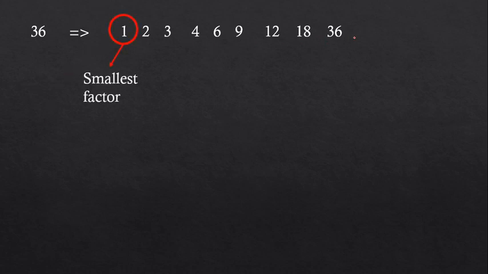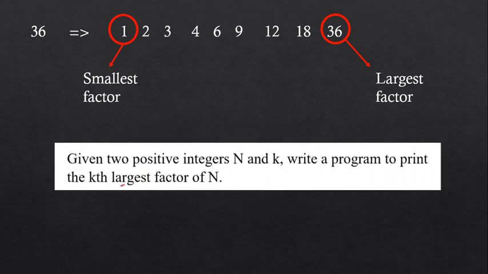Consider the number 36. First, we'll find out all the factors of 36. When I find out all the factors of 36, the first factor will be the smallest factor, and the last factor will be the largest factor. This is how generally you'll have the factors, right? Now if you remember the question, they want the largest factor, some largest factor. This will be the first largest, second largest, third largest, and the series goes on, right?